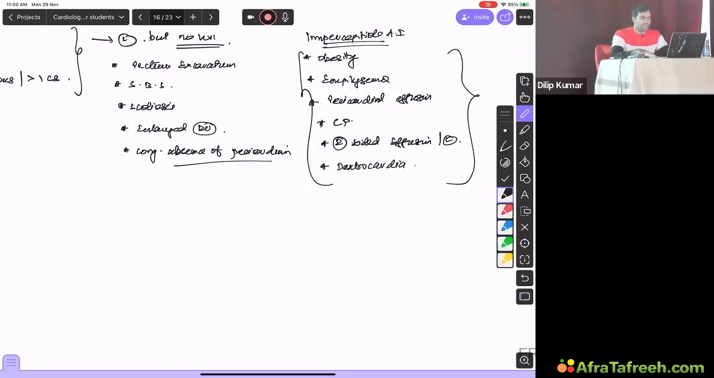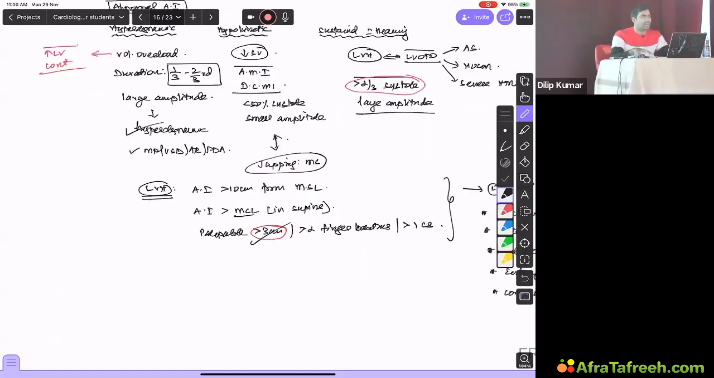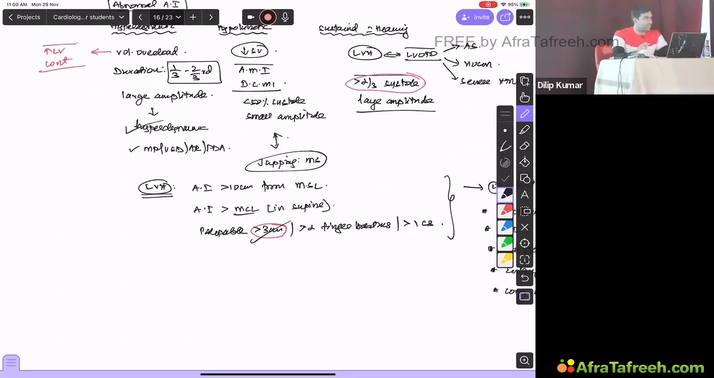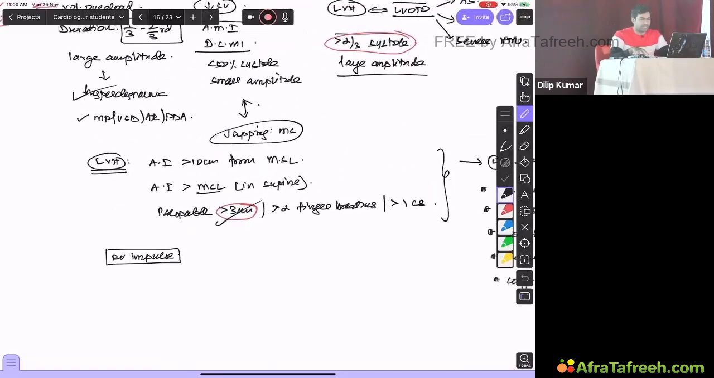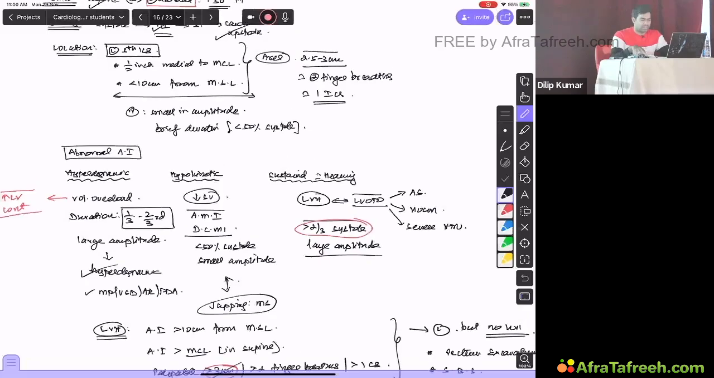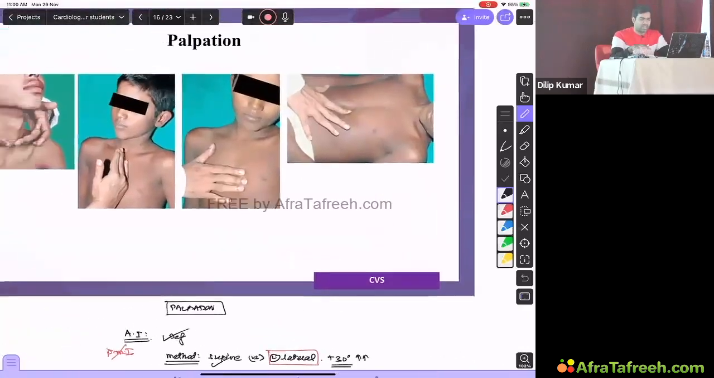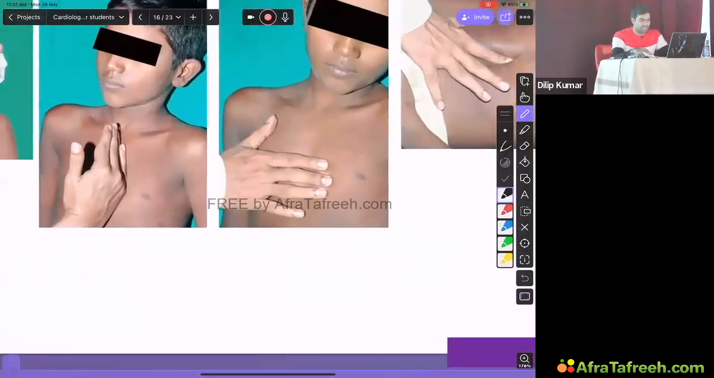So whenever you talk about apical impulse, all these things are very important because they will ask each and every question on apical impulse. Then coming to parasternal pulsations, or maybe I can say right ventricular impulse, or simply parasternal pulsations. So this is the way to look for the right ventricular pulsations. There are three different ways to look for it. One is using the ulnar border of the palm, as I told you already, in the parasternal area.